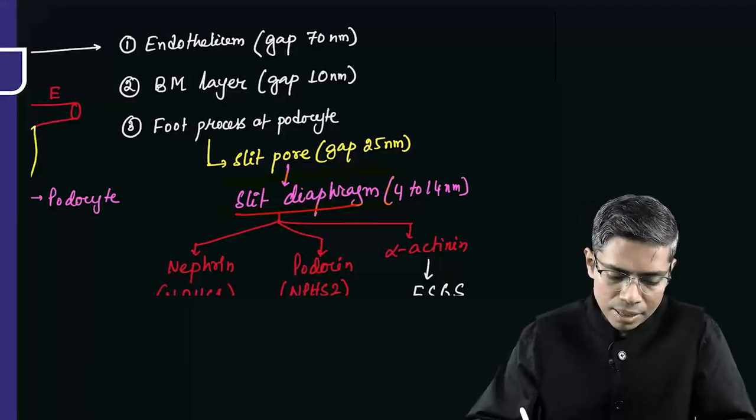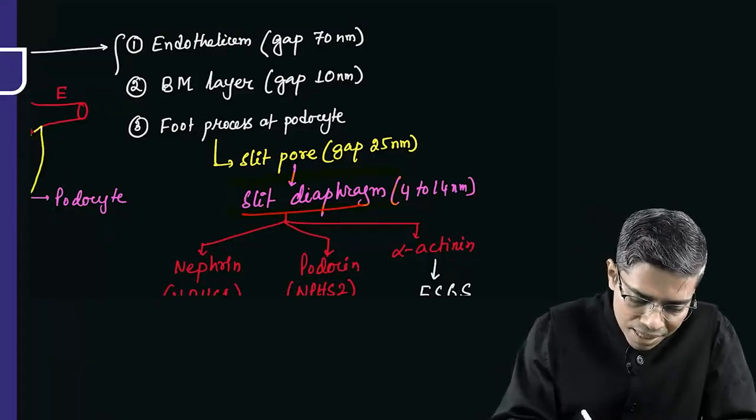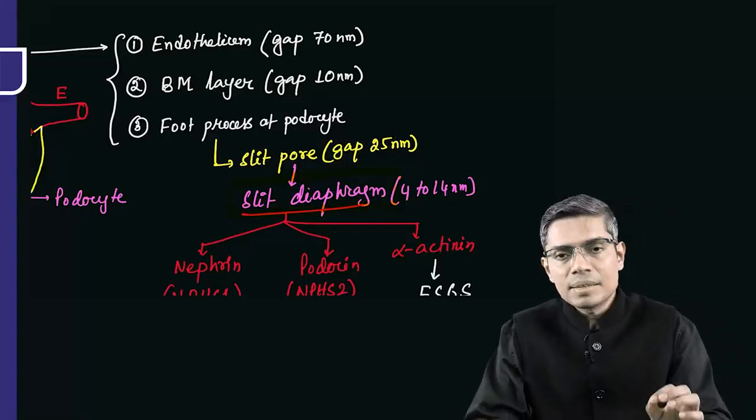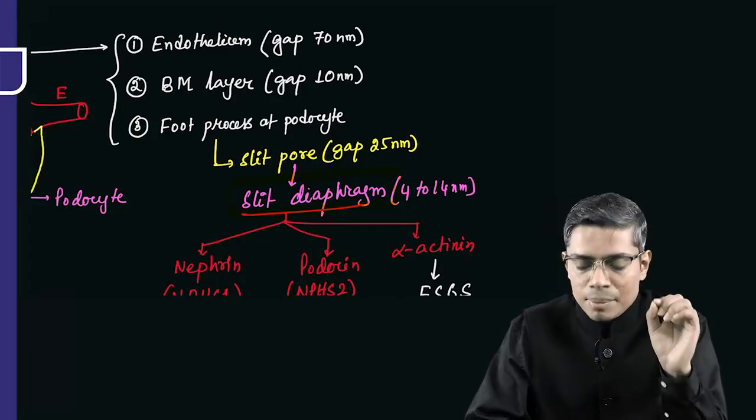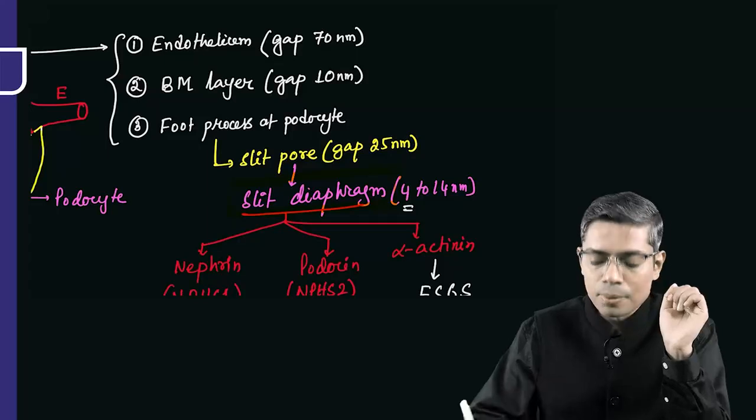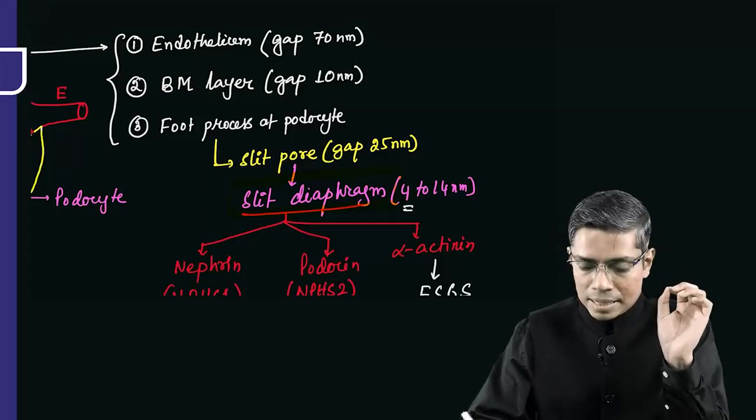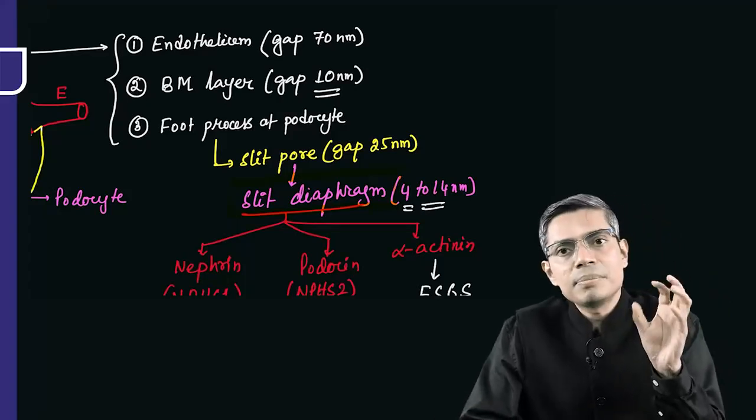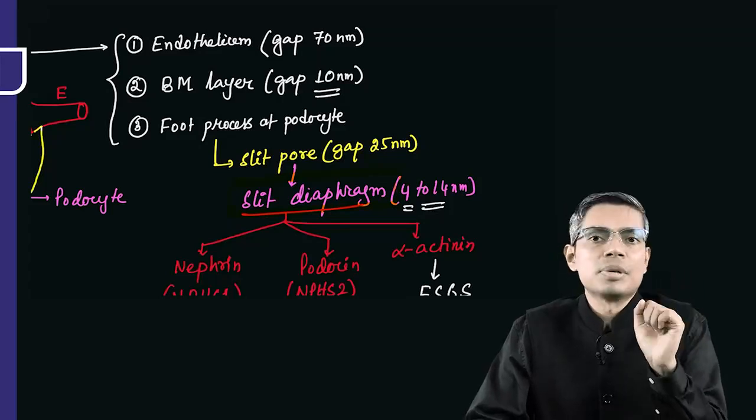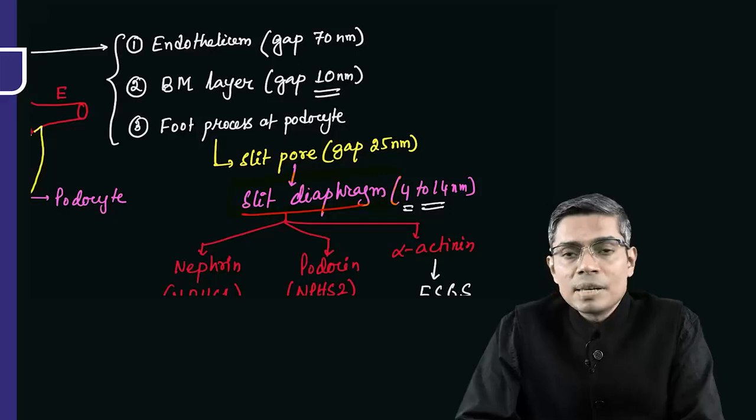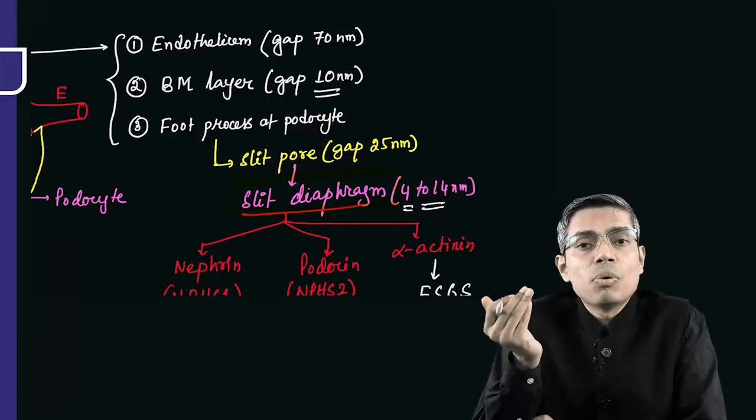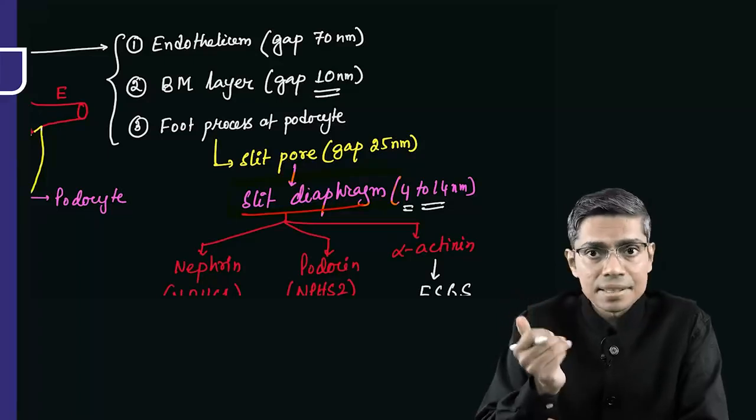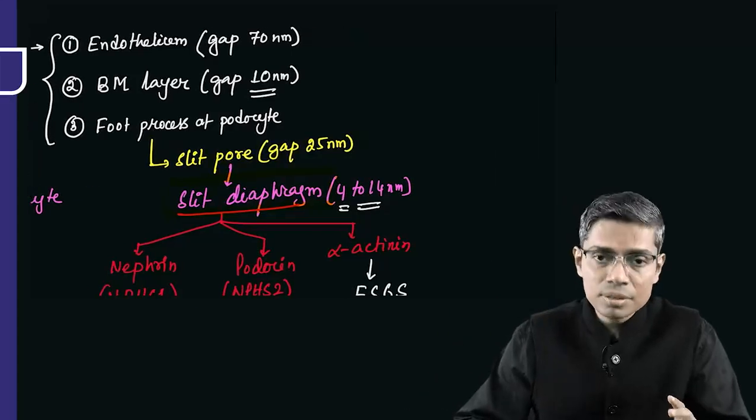Right. So now we have understood that there are 3 layers in the filtration barrier. Okay. And if you look at these 3 layers, the minimum gap in the layers is 4 nanometer. The gap in the basement membrane is 10 nanometer, and the gap which is present in the slit diaphragm, the minimum gap is 4 nanometer. But not only gap. Whenever you are thinking of filtration, you also have to think of the charges of this filtration barrier. So the filtration barrier consists of 3 layers.